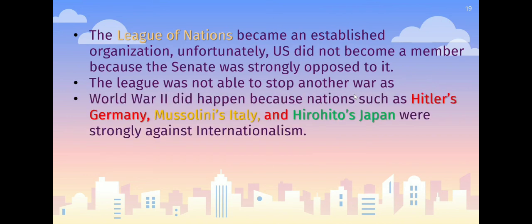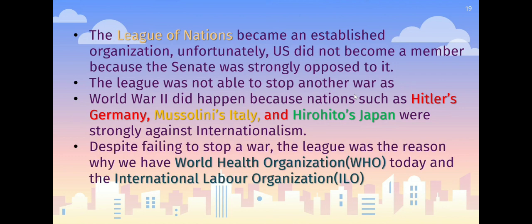Dahil ang World War II happened because hindi nag-agree sa idea ni Mazzini si Hitler at ang kanyang Germany, si Mussolini at ang Italy, si Hirohito ng Japan at ang bansang Japan. Ayaw talaga nila, they were strongly against internationalism. Ibig sabihin, ayaw nilang pasakop sa iba. They don't want to follow rules that the others have set.